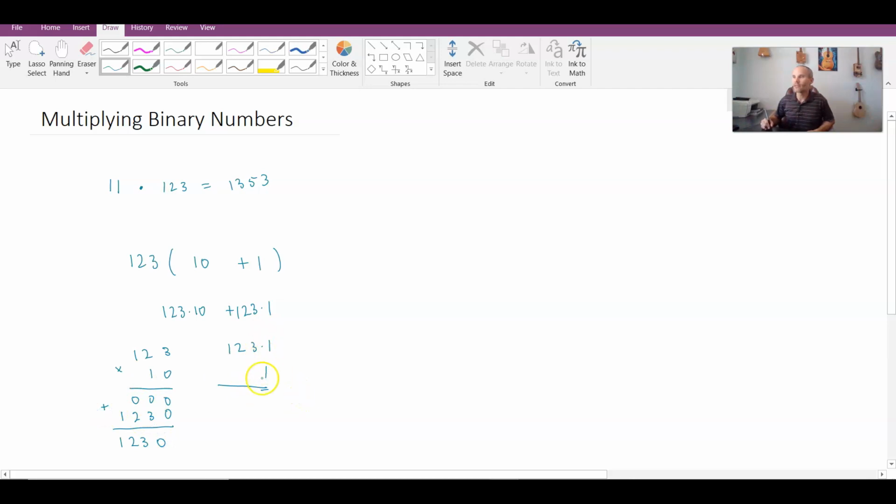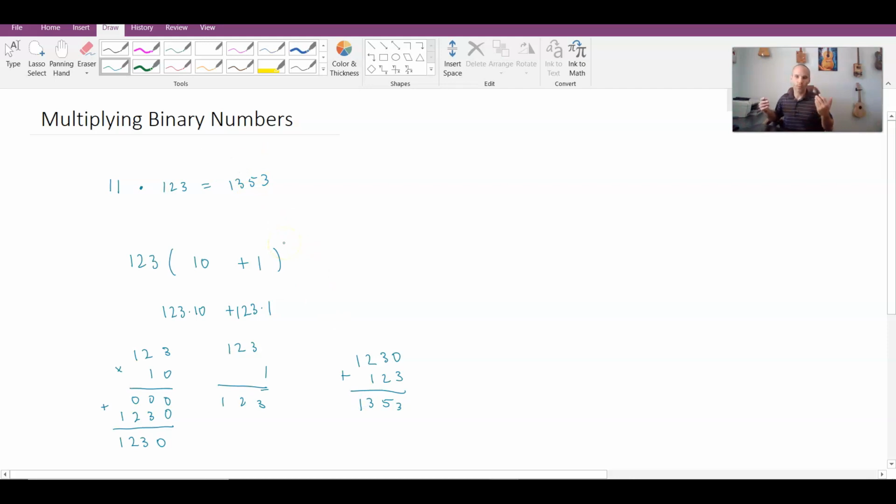And similarly here I just have 123 times 1. I have an extra value there. So I have 3, 1 times 2, 1 times 1, and so that comes out to 123. And now all that's left is to take 1,230 and add that to 123, which gives me the same number that we came up with up here, 1,353.